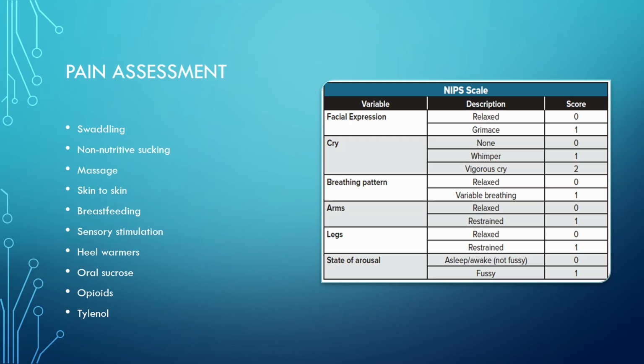So swaddling the babies can help. Non-nutritive sucking, so give them a pacifier to suck on, or your finger. You can do some massage, or even just stroke their face or their arm. Place them skin to skin, let them breastfeed. Do some sensory stimulation. Heel warmer, so before you poke their heel to get any blood, you should warm that heel up. Oral sucrose, so some sugar water can help with their pain. And then if needed for medications, some opioids or even some Tylenol can be given.